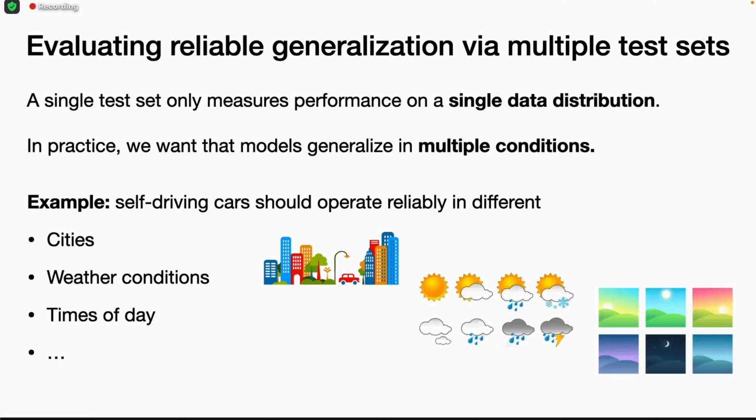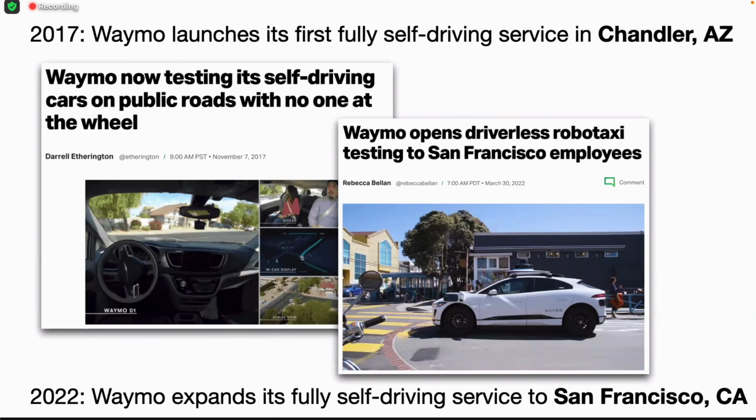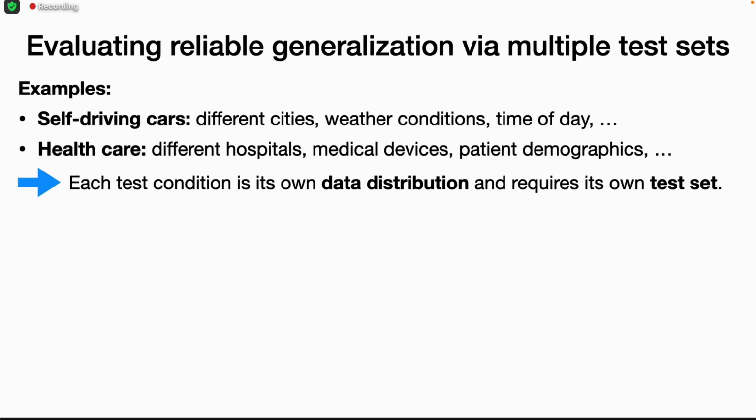And I'm not just making this up. This is obviously a very real challenge. And I think self-driving cars are often a nice way to illustrate this. So just to remind ourselves, the first time Waymo, one of the leaders in this space, launched a fully self-driving service in Arizona was in 2017, and it has taken them 5 years until they expanded this to now San Francisco. And this is the second city. So clearly challenging to generalize across different distributions here. And it's not just self-driving cars. The same happens in healthcare applications, for instance, where you want to generalize across different hospitals, across different medical devices, and so on.